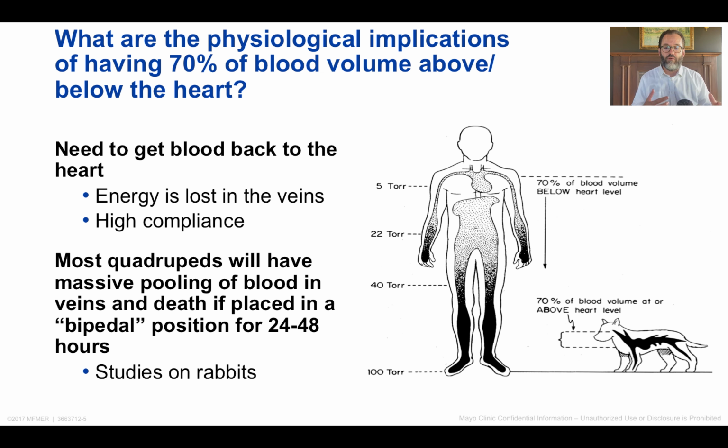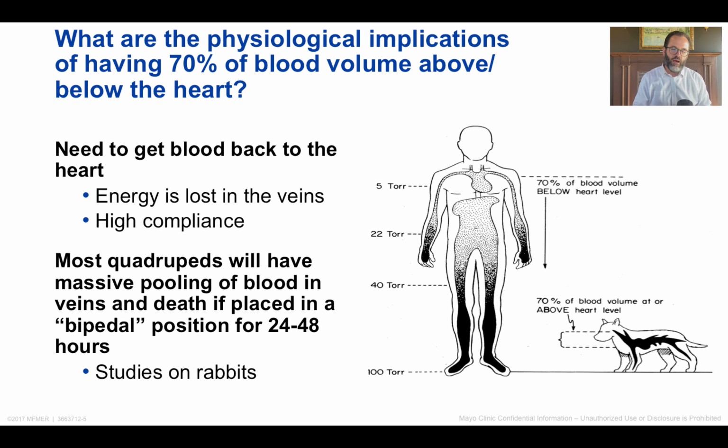And so interestingly, when you take quadrupeds and place them in the same position that humans would be in, these studies have been done largely in rabbits by NASA and other organizations that are interested in understanding the impact of gravity on the circulatory system. Most quadrupeds will have massive pooling of blood in the veins and death if they're placed in a bipedal position for 24 to 48 hours. So you'd say, well, it'd be great to have your dog walk around on two legs for a long time, and dance around the living room or whatnot. Really not so sustainable for quadrupeds to be in that type of disadvantageous position.